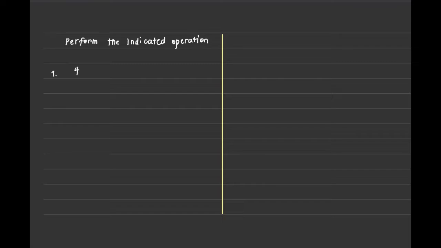Number 1. We have 4 over xyz plus (a plus 2) all over xyz. First, we copy the denominator since they are similar rational expressions. And second, we perform the operation on their numerators. We have 4 plus the quantity of a plus 2. We will get a plus 6 all over xyz as our final answer.